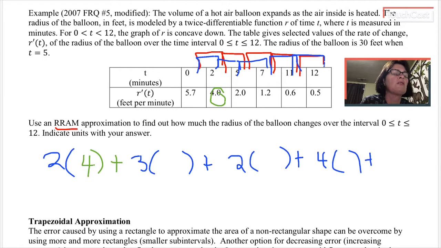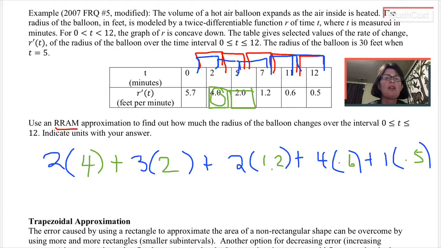The distance from 11 to 12 is 1. So that's me going through and writing in all the widths of the rectangles I'm going to use. I'm going to fill in the heights. That first rectangle at the right-hand edge was 4. The second rectangle has a height of 2, 1.2, 0.6, and 0.5.